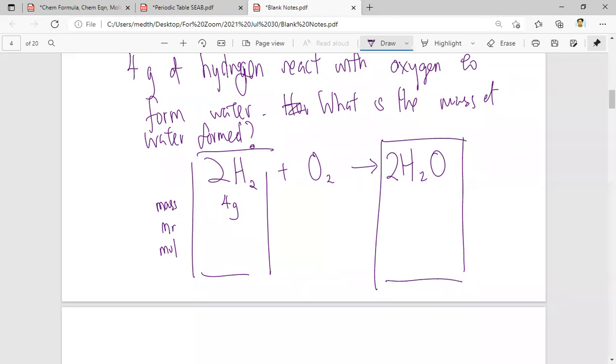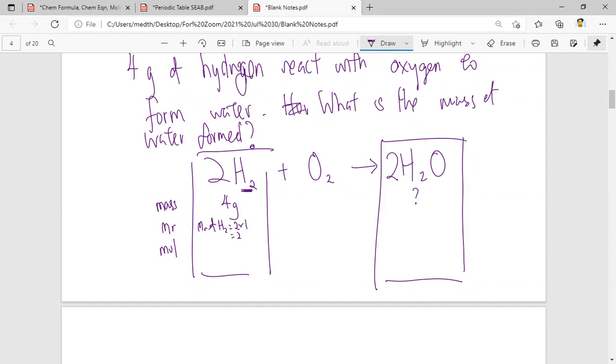Okay. So I want to find the mass of water, right? So I need to use this table over here. So first thing, I've got the mass of hydrogen. I know it's 4 grams. Next, let's find the MR of hydrogen. Well, how to find the MR of hydrogen? Hydrogen is H2. So the MR of hydrogen is actually 2 times 1. I'll get 2. So the MR is 2.